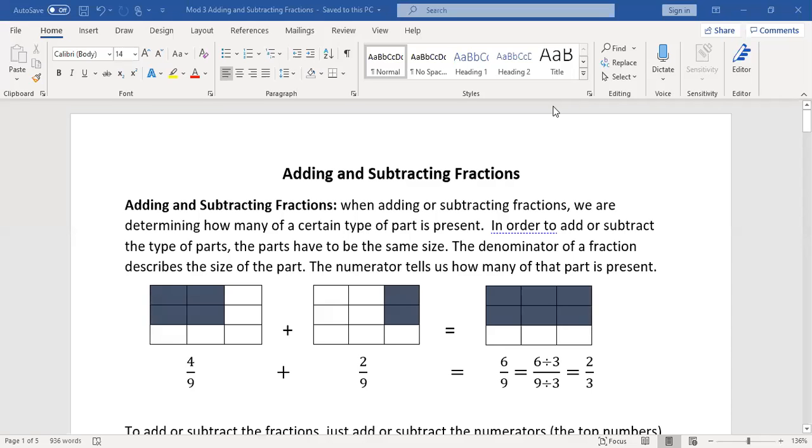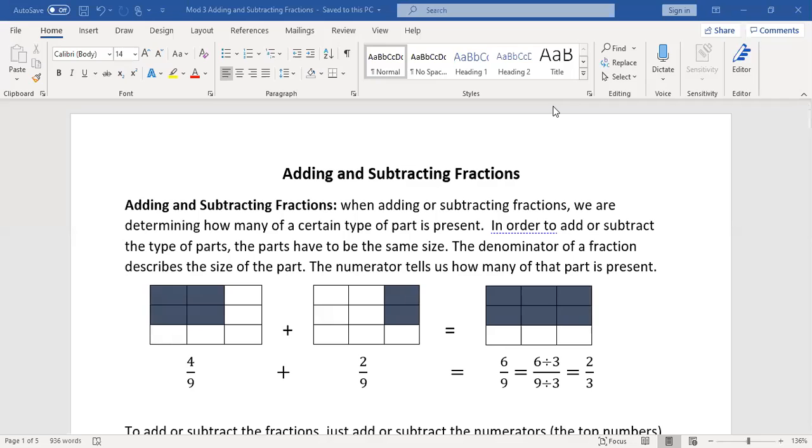Hello students, this video lesson is about adding and subtracting fractions. When adding or subtracting fractions, we are determining how many of a certain type of part is present. In order to add or subtract the type of parts, the parts have to be the same size. The denominator of a fraction describes the size of the part.